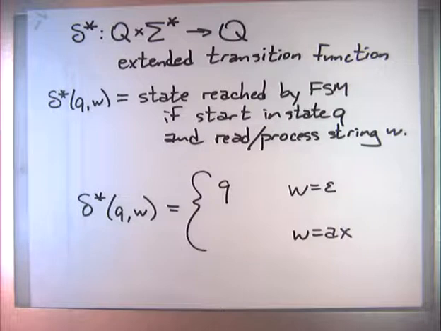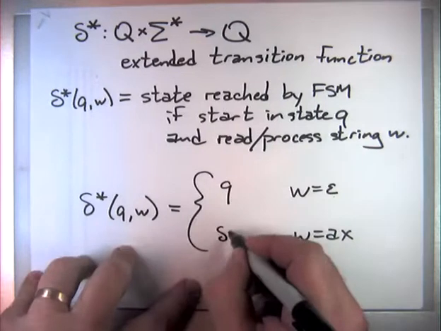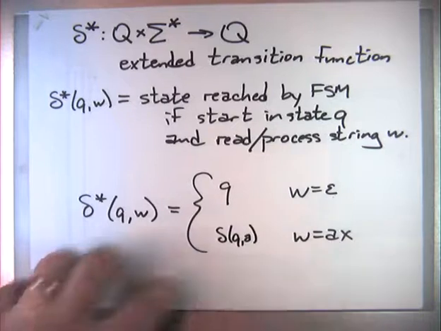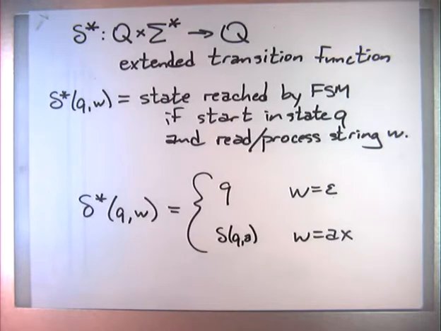Okay? So the other thing that we can do is we can get a non-empty string. And in that case, the first thing that the machine does is it transitions from Q to whatever the transition function tells me is where you should go when you're in state Q and you read the symbol A. And then the next thing that the machine does is it recursively processes X.